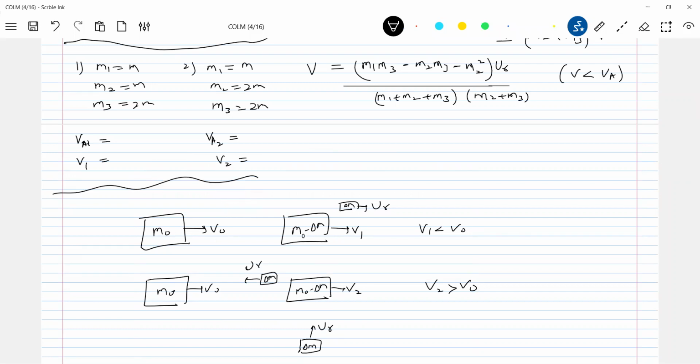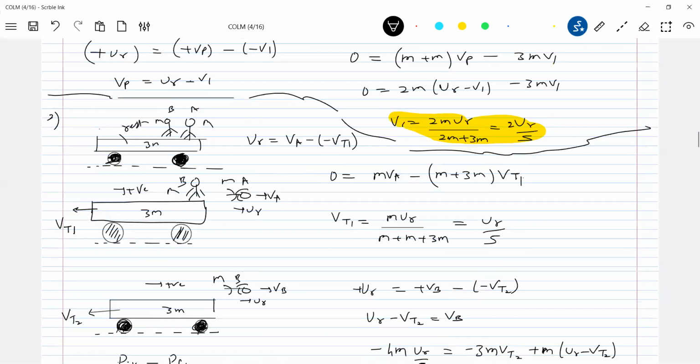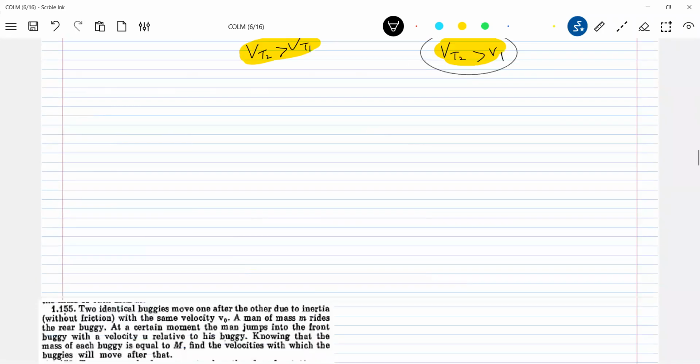Okay, you have to verify this. This is a very important thing for the above problem. Okay, let's explore the other cases.